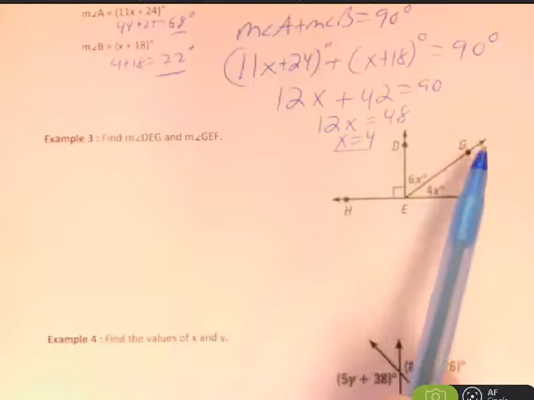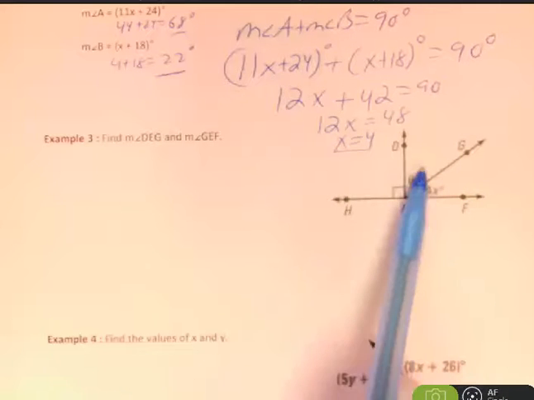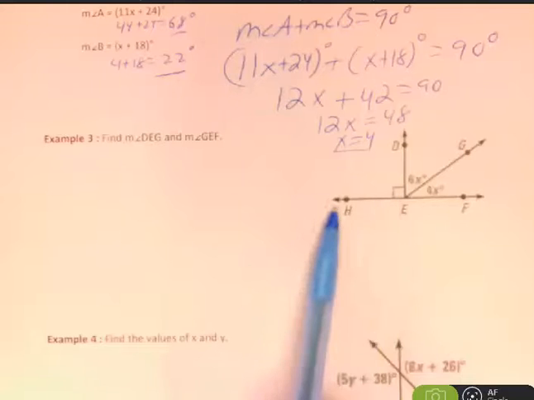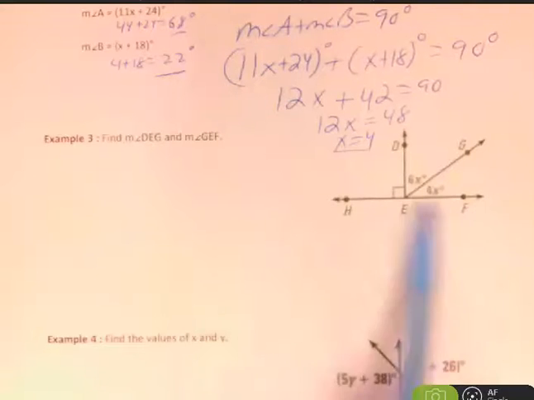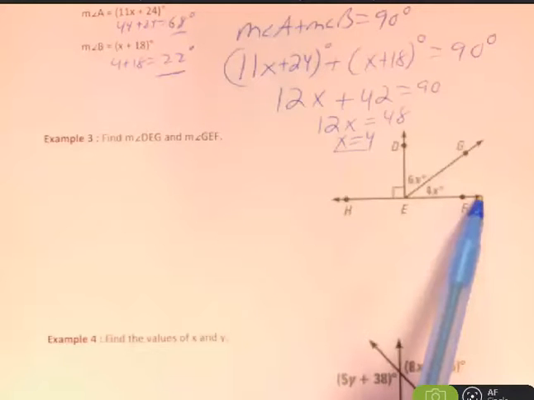DEG, which is this one where the 6x is, and GEF, which is where the 4x is. And there's no numbers here. However, they do give us this, and we do know that we have a straight line here. Okay, this is a straight line, so it's a straight angle. So that's, again, just like the first example, has to be 180 degrees.